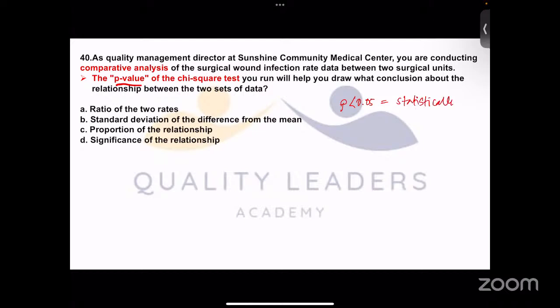Statistically significant. Okay. What about if the p-value is more than 0.05? What does this mean? Okay, the difference is not significant. So the answer here is the significance of the relationship. That's the answer.